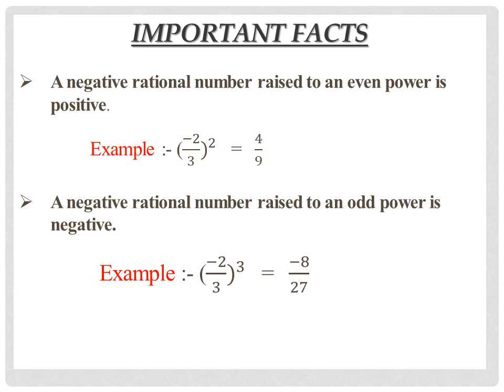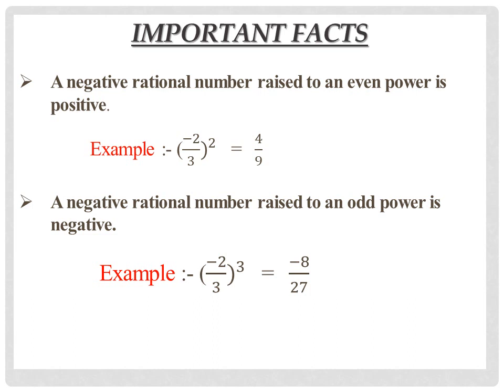Now some important facts of exponents. First, a negative rational number raised to an even power is positive. Taking an example, minus 2 by 3 is a negative rational number and its power is 2. 2 is an even power, so its result is positive, that is equal to 4 upon 9.